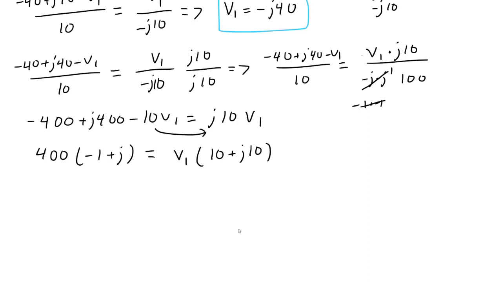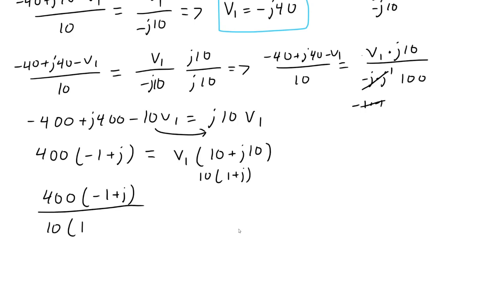which means that if we divide it over, we're going to find it. So 400 minus 1 plus j divided by, let me just go ahead and pull the 10 out. So 10, 1 plus j equals V1. And actually, I'll shift this around a little bit because I already have V1 by itself, so I'll put it over here. Now I'm going to multiply top and bottom by the complex conjugate once again.